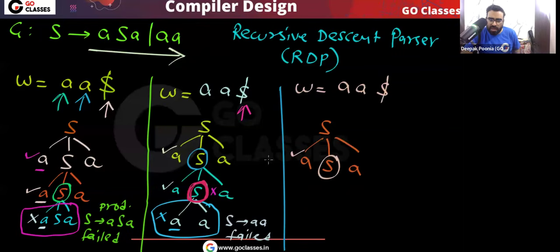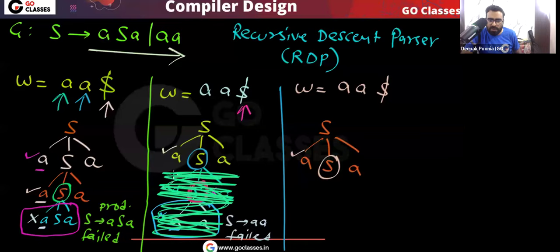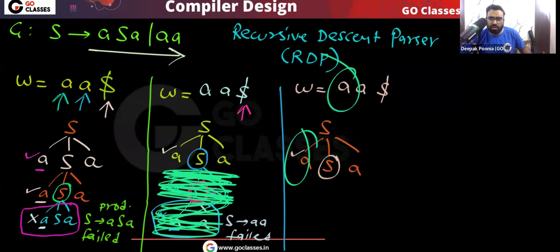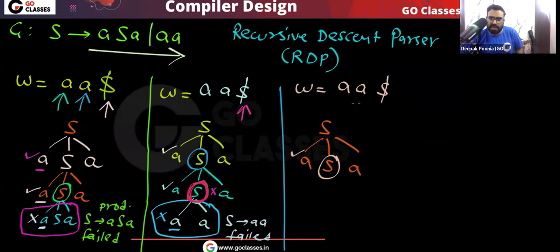Now I am here because I will backtrack. I will remove this, everything is gone. Basically, now this is the situation. Now this S will try double A. But the point is that only this A is matching. So on the input also we will backtrack, and now this is the current input symbol.